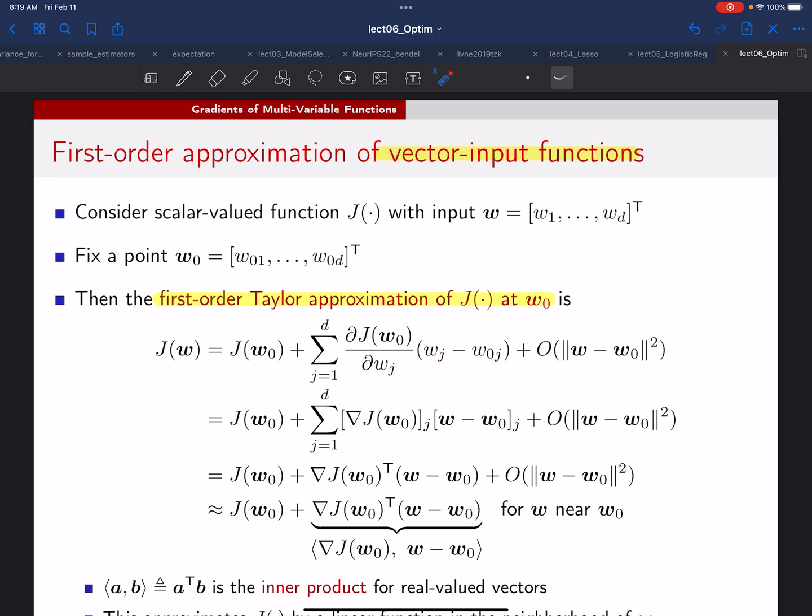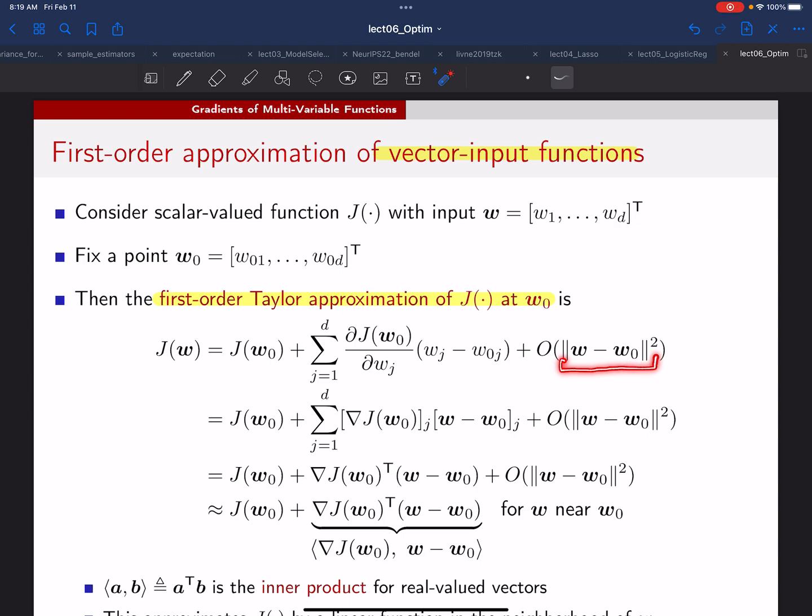So on the previous page, it looked like this, but we didn't have the sum because we had one parameter. Now we have many parameters, so we just sum over their individual linear terms. And finally, we have our big O term. So we have all the higher order terms in the Taylor series approximation. We're saying that their size is at most a scalar times this.